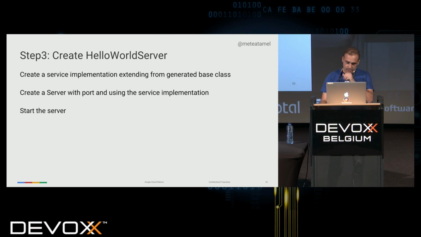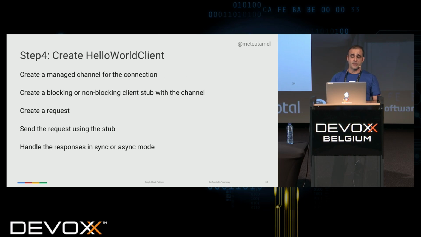And then the last part, sorry. The last part is creating the actual client. So the client is a little bit more complicated because you need to actually define how you're going to connect to the server. So for that, they also have a notion of channel. So you create something called a managed channel for the connection from the client to the server. Then from the channel, you need to create a stub. So the stub can be blocking or non-blocking.